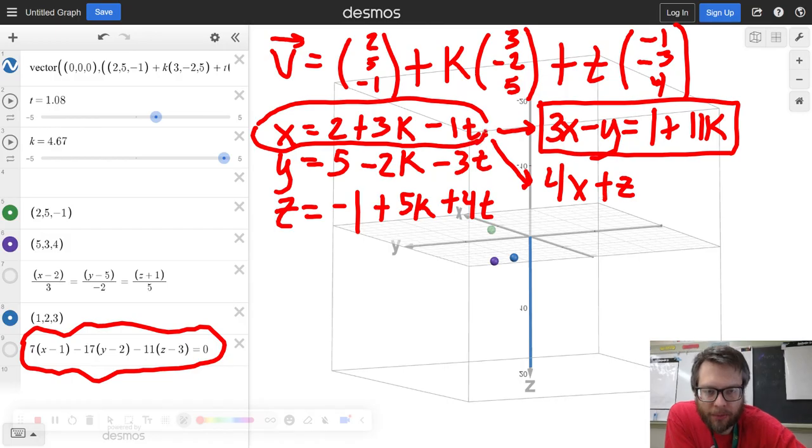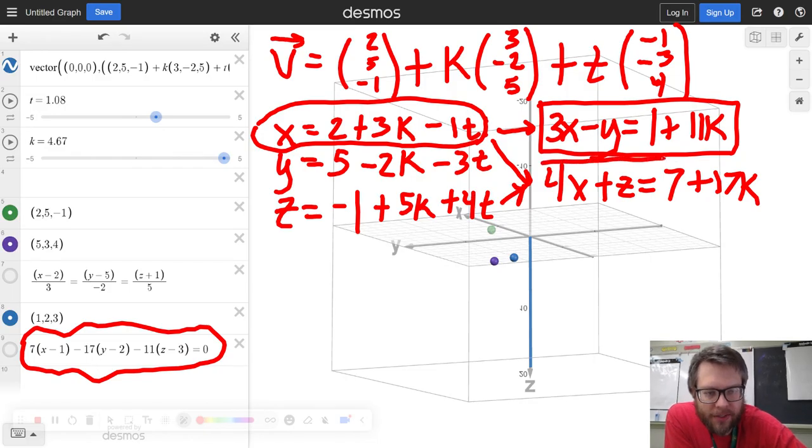Because if I multiply x by 4, it'll have 4t, negative 4t, and if I add z, the t's will eliminate. So let's do piece by piece one more time. X times 4 means 2 times 4, that's 8, plus z plus negative 1 is 7. Now, look at the k's. 3k times 4 is 12k plus 5k is 17. And then the t's cancel out. Negative 1t times 4 is negative 4t plus 4t is 0.